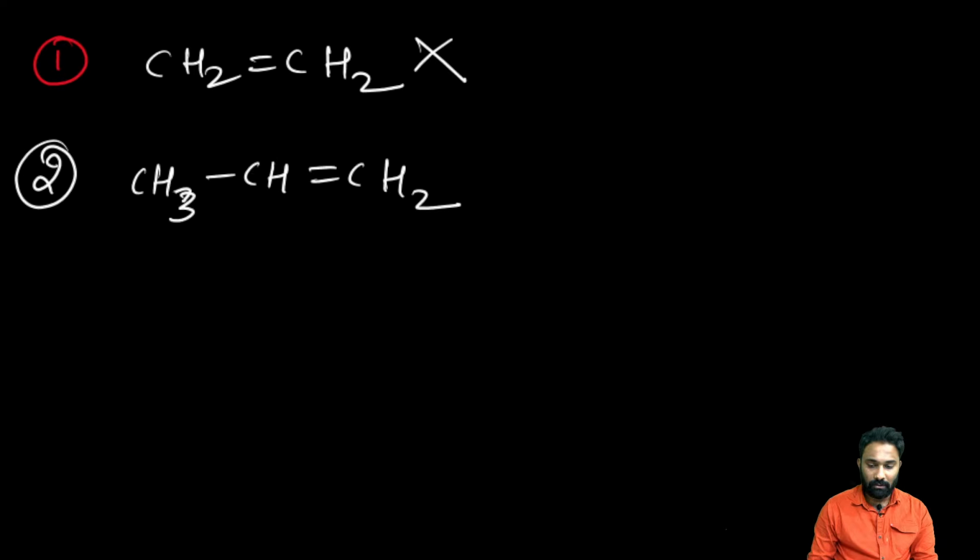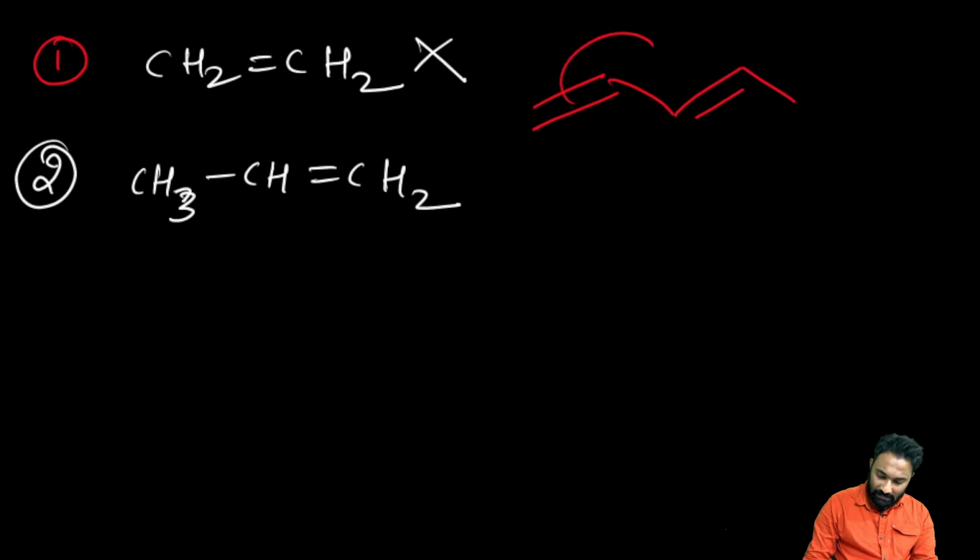Not possible. How will it be possible? I am asking about conjugation. Conjugation is not possible. Conjugation means the pi bond should shift, right? This is conjugation. Now, how is this conjugation possible?